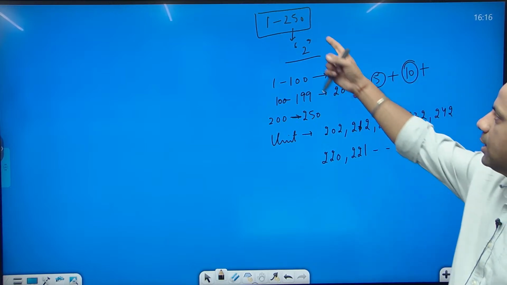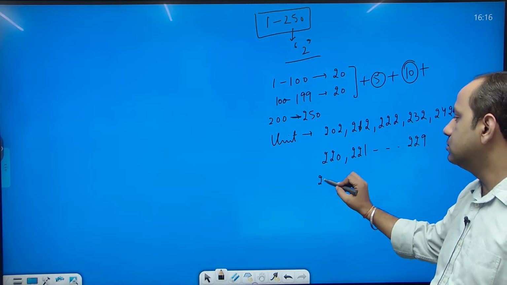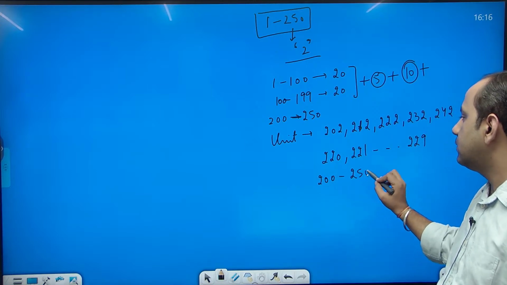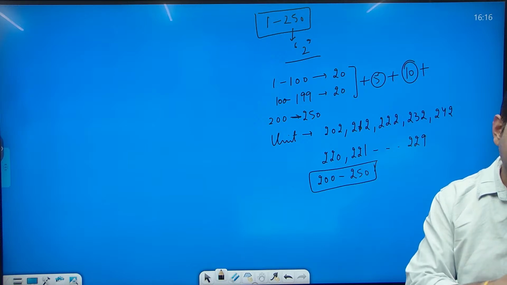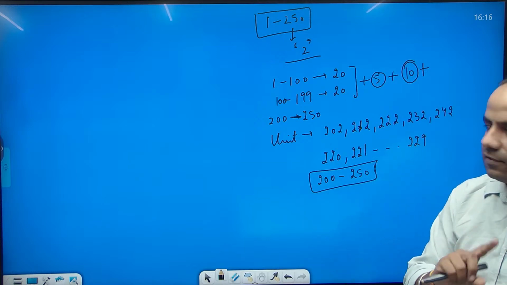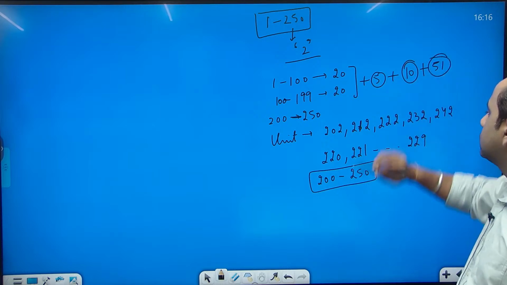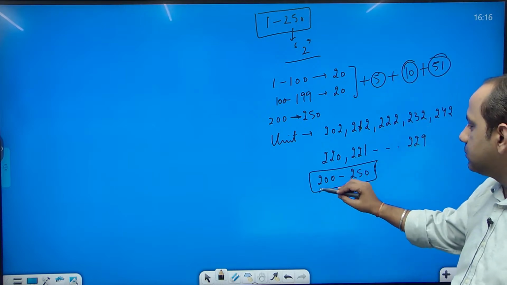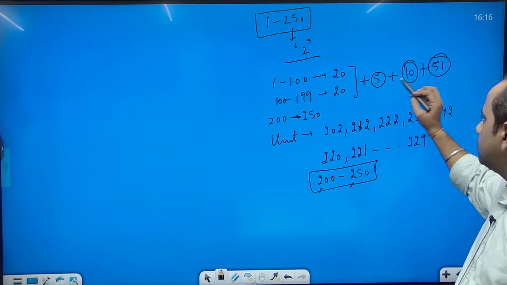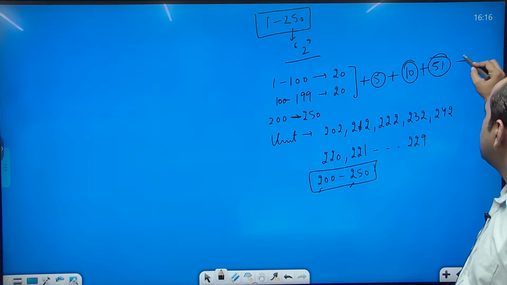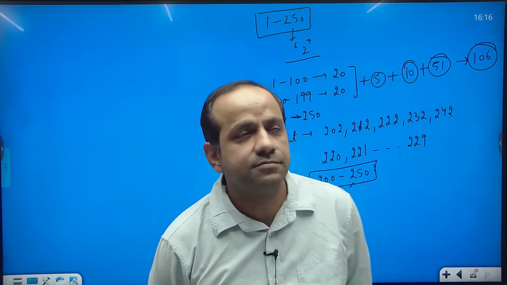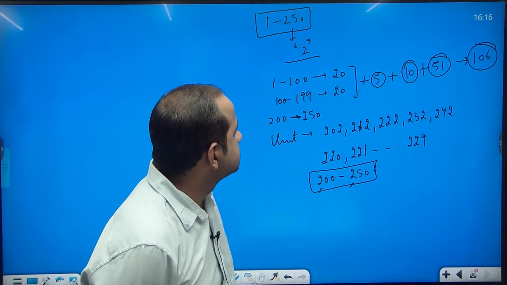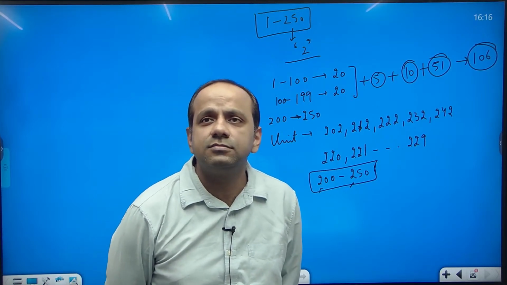And we are also getting 2 at the hundreds place from 200 to 250. Now this is the point where confusion arises. From 200 to 250, how many numbers are there? Not 50, 51. Okay, at hundreds place we are getting 51 times. So 5 plus 10 plus 51, the correct answer is 106. Any doubt in this? Yes or no?